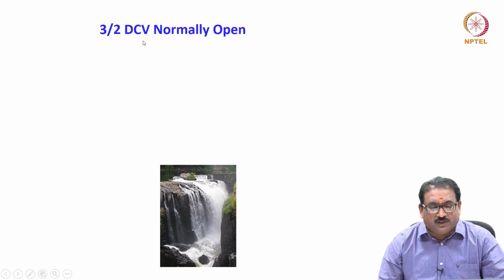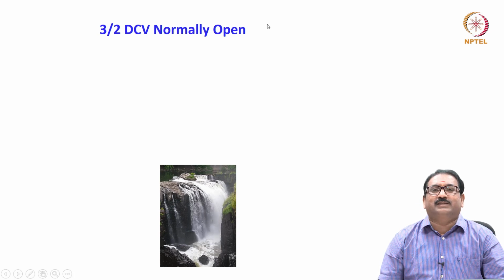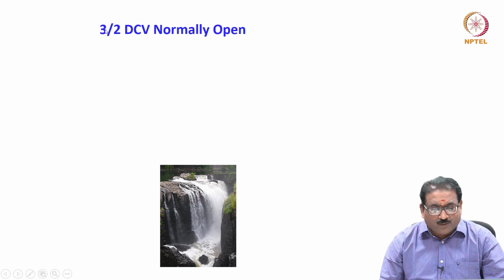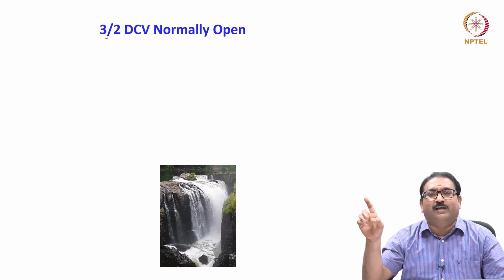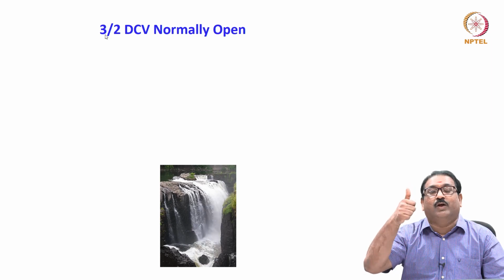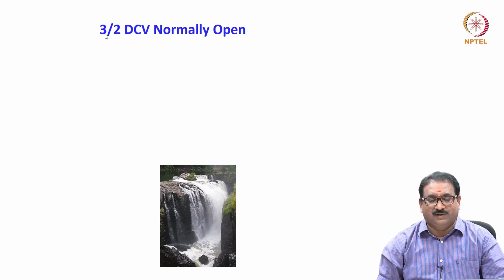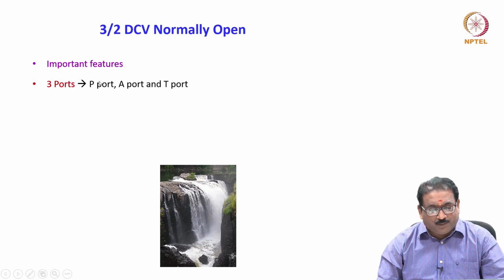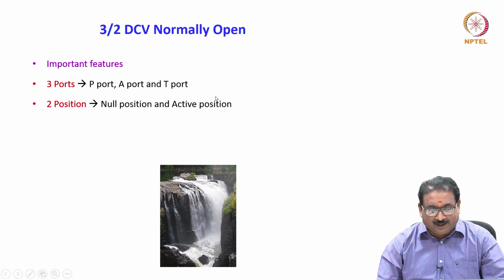Now, quickly we will move on to the 3 by 2 DCV, normally open. Can you please list out yourself the important features? What is this 3, friends? 3 means 3 ports. Close your eyes and you will tell. A P port should be there, one actuator port should be there. Then the question arises, what is one more? One more should be a tank port or a return port or exhaust port. 3 ports are there, as you know: P port, A port, T port. And what is this 2? Position. What is this position? Null position and activated position.